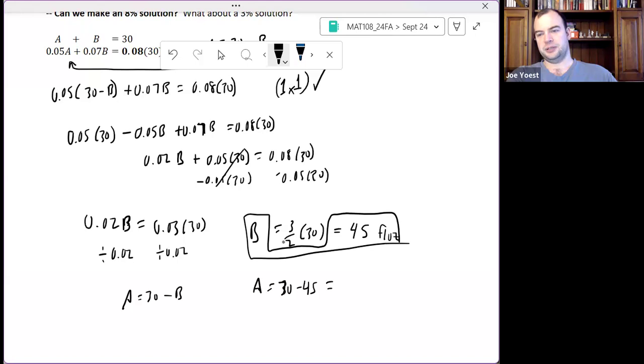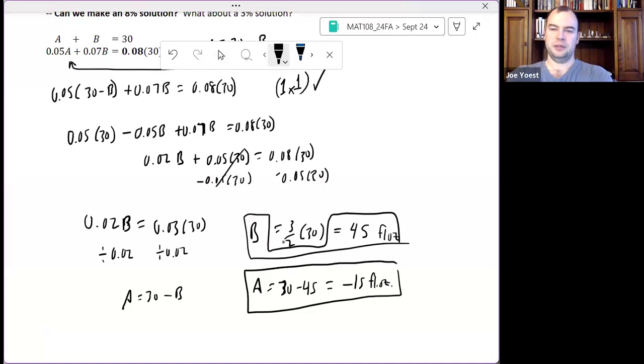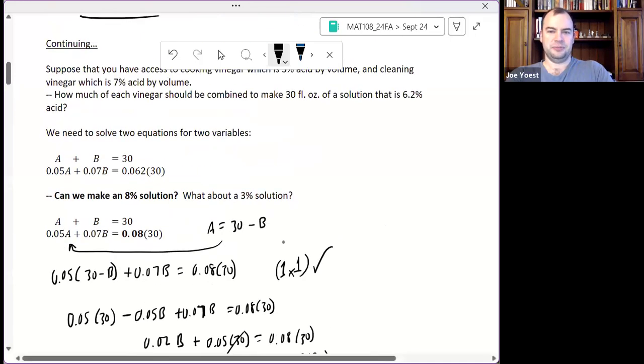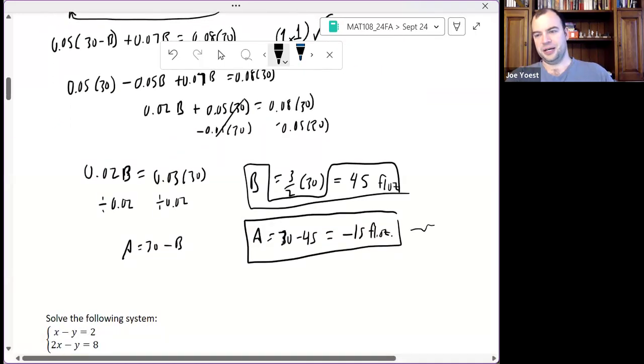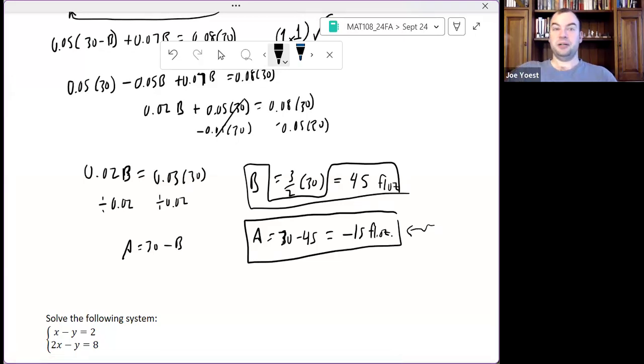Or A is 30 minus 45, or negative 15 fluid ounces of cooking vinegar. Is this a mathematical solution? Negative 15 comma 45, is that a point of intersection on the 2D plane where these two lines cross? Sure. Does it solve the application problem? No, because I pretty clearly cannot combine a negative volume of vinegar with a bigger volume of vinegar and somehow have the two cancel out down to 30 fluid ounces.